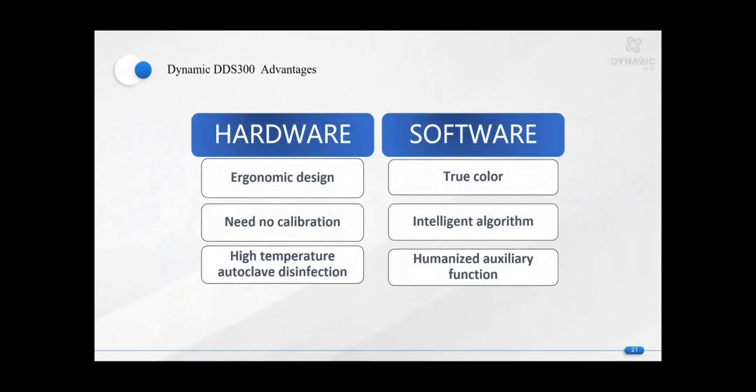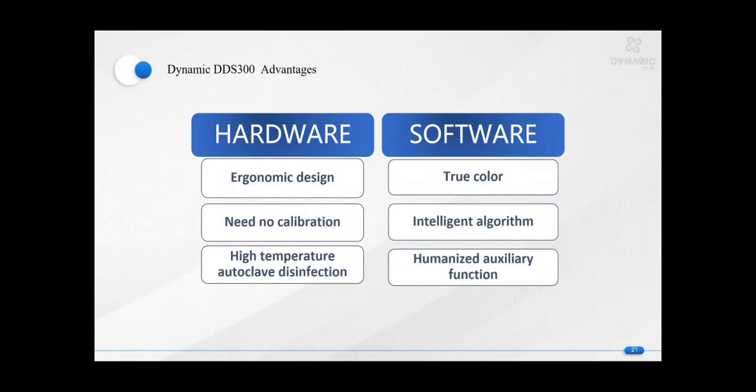Next, I will share the advantages of the DDS300 with you. We will learn from these two main contents, the hardware and the software. The hardware has the following 3 points: ergonomic design, no need for calibration, and high temperature autoclave disinfection. And the software has 3 parts: true color, intelligent algorithm, and humanized auxiliary functions.